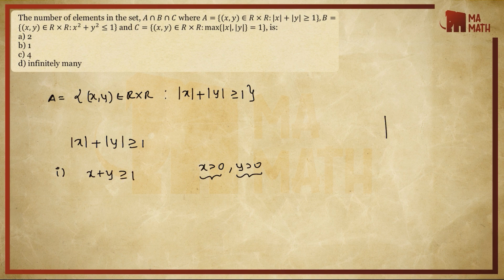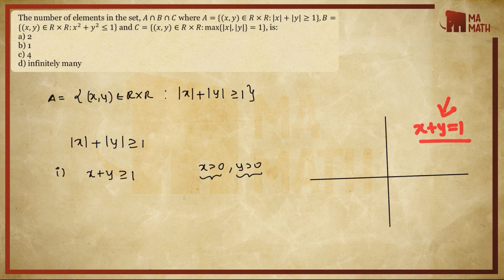What does it mean? To understand this, let's see the graph. Now, x plus y equal to 1 is a straight line. We can find this line by putting y equal to 0, we get x equal to 1. Similarly, if you put x equal to 0, then y will be equal to 1. So this line is saying x plus y is equal to 1. But here they are not saying equal to 1. As you can notice, they are saying greater than or equal to 1.